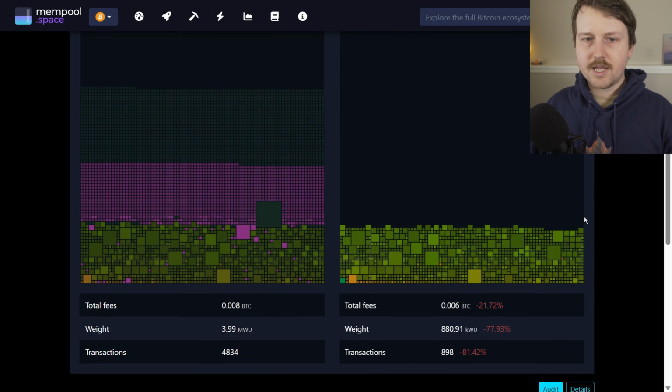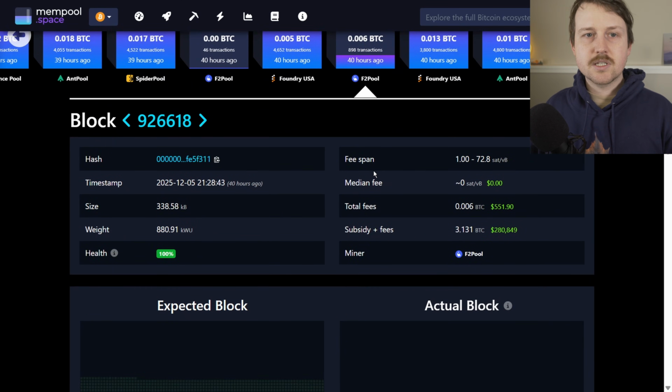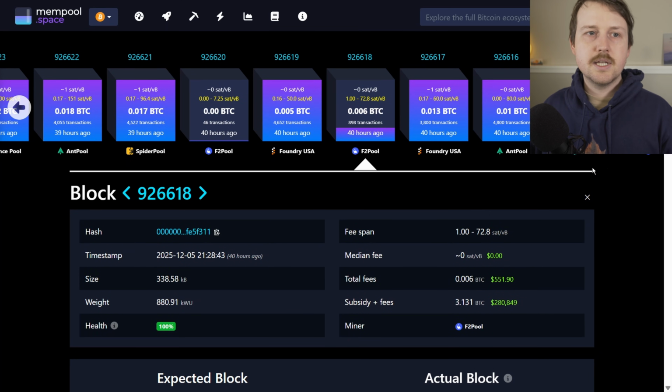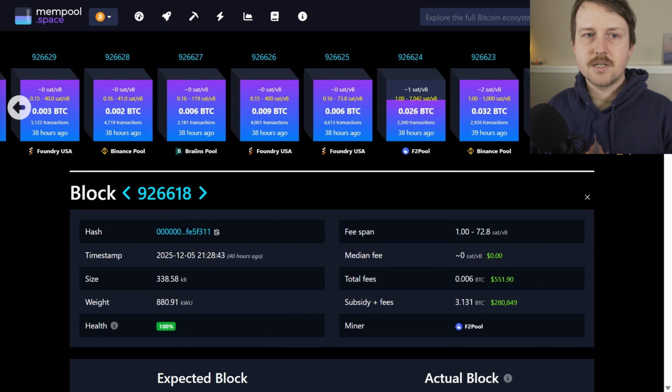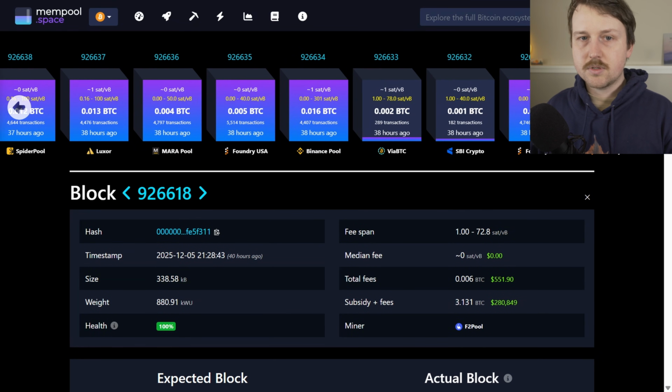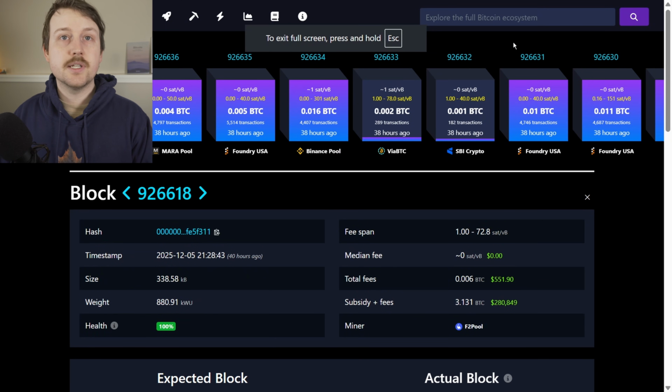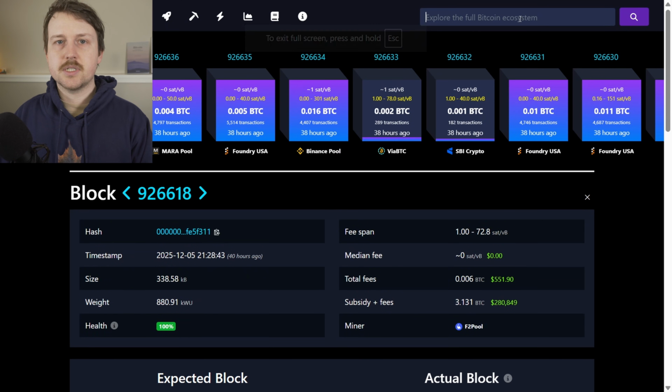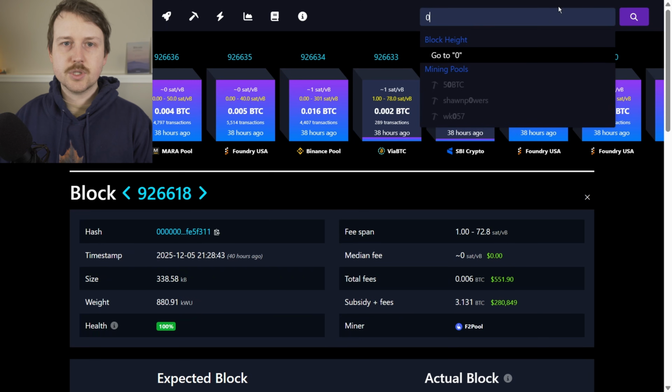So all of this is empty, and there's reasons to do that, or there's reasons not to do it. But you can see that some pools do that and some pools don't. So let's take a quick look at a couple of interesting blocks, and we'll go from there. So let's go to the first one.